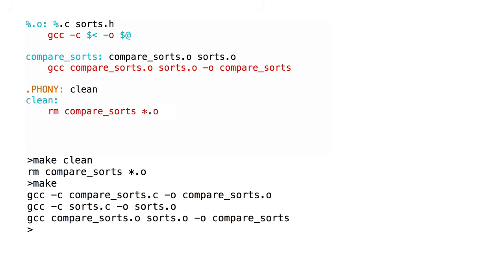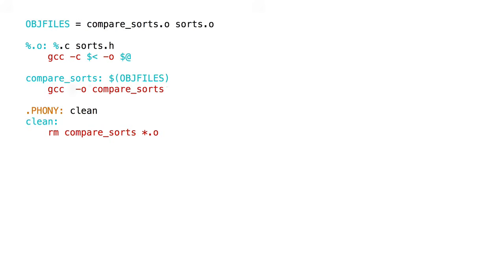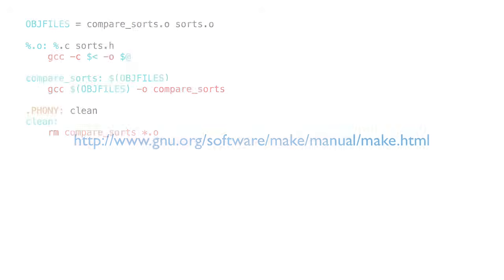Okay, one more improvement. Makefiles can include variables. This line defines a variable named obj files. Now, instead of needing to add to the list of object files everywhere, I can just update the variable when a new source file is added to the project. This is just an introduction to what Make can do. It's a very powerful tool that can be used to manage complex projects. For more information, check the manual for Make.